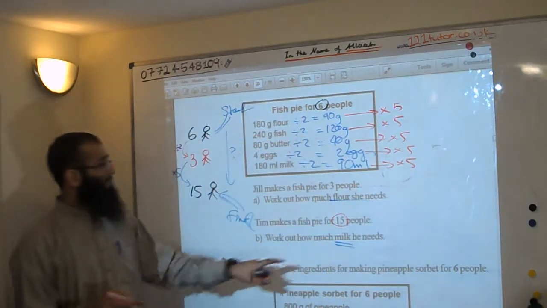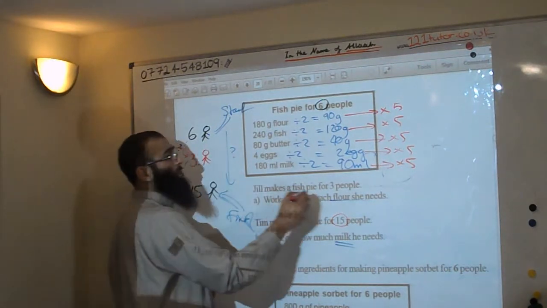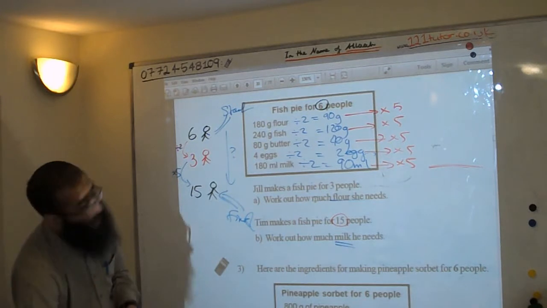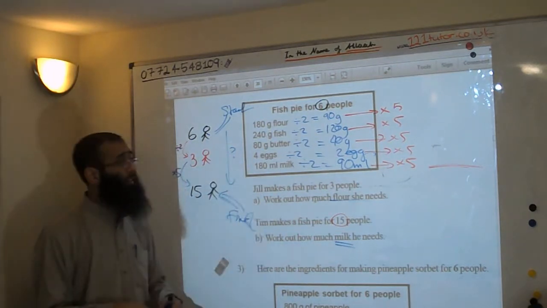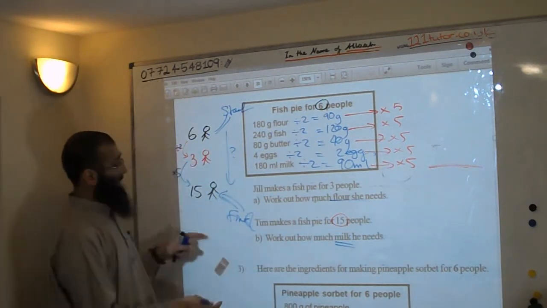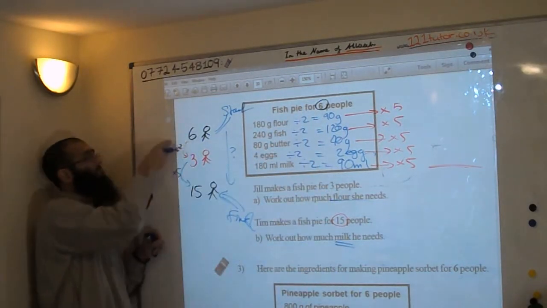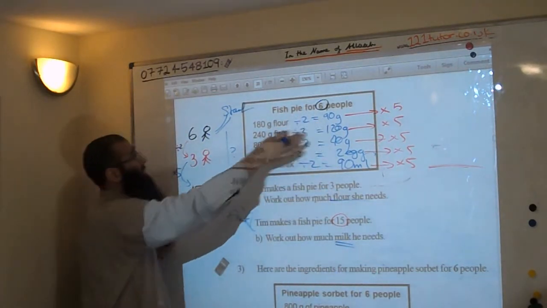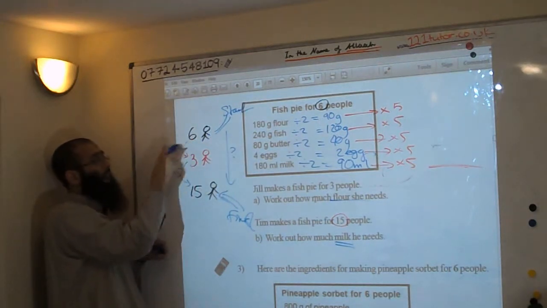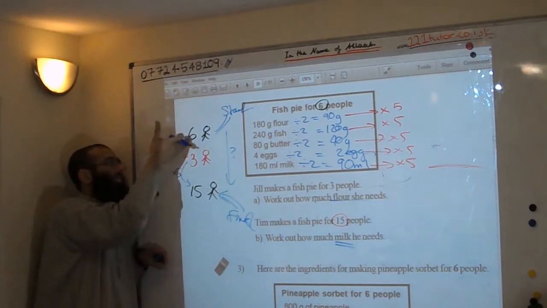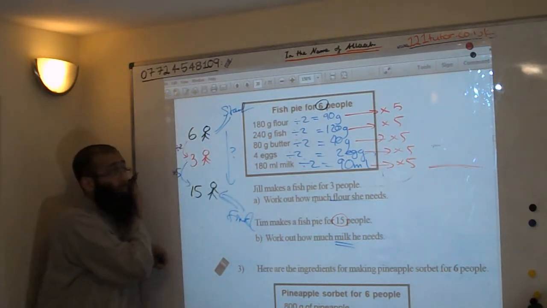I know the question is only asking us to work out milk, which is the bottom one here, but for now I'm going to do all of them so we get more practice. So the technique to get from 6 to 15 is 6 divided by 2, which we've already done in the previous question, and then times by 5. Because half of 6 is 3, and 3 times by 5 is 15. This is our route from 6 to 15 in two steps. 1, 2. Okay?